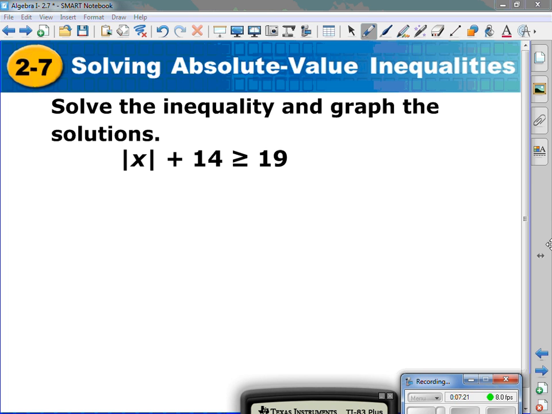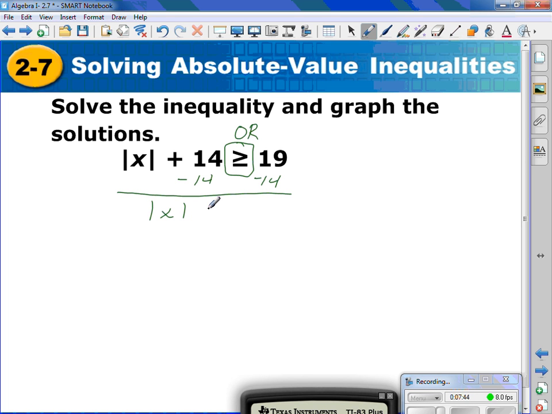So by looking at this, I see that I have a greater than symbol. By seeing that it's a greater than, this automatically means it's an or. So the first thing I need to do, subtract 14, subtract 14.